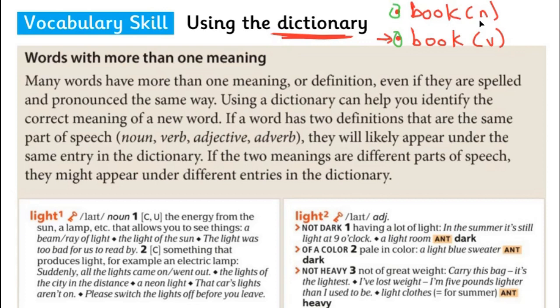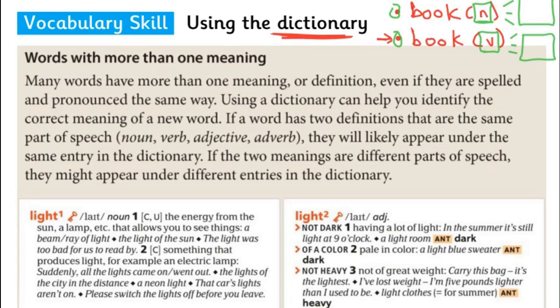usually if the word has the same part of speech, so if there's a word book, noun, and this noun has more than one meaning, you will find it in one dictionary entry, in one place in the dictionary. And then you will find another entry for the other part of speech. So if the verb has more than one meaning, and it does, you can find it after the first entry in the dictionary.